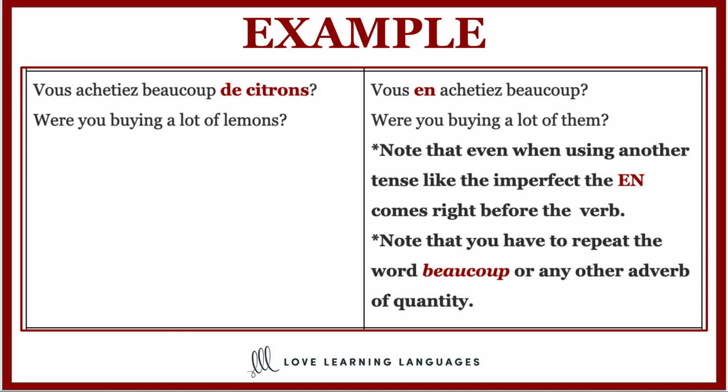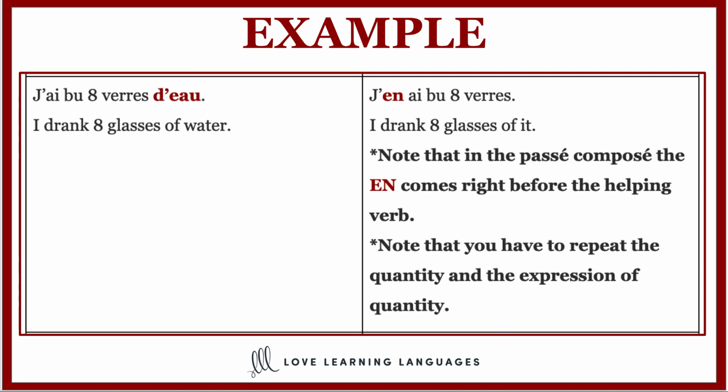And note that you do have to repeat the word beaucoup or any other adverb of quantity, but the de gets replaced right along with the noun that follows it. Okay, two more examples, and then I'm going to show you a strange way to use en. J'ai bu huit verres d'eau. Here we're talking about a quantity.